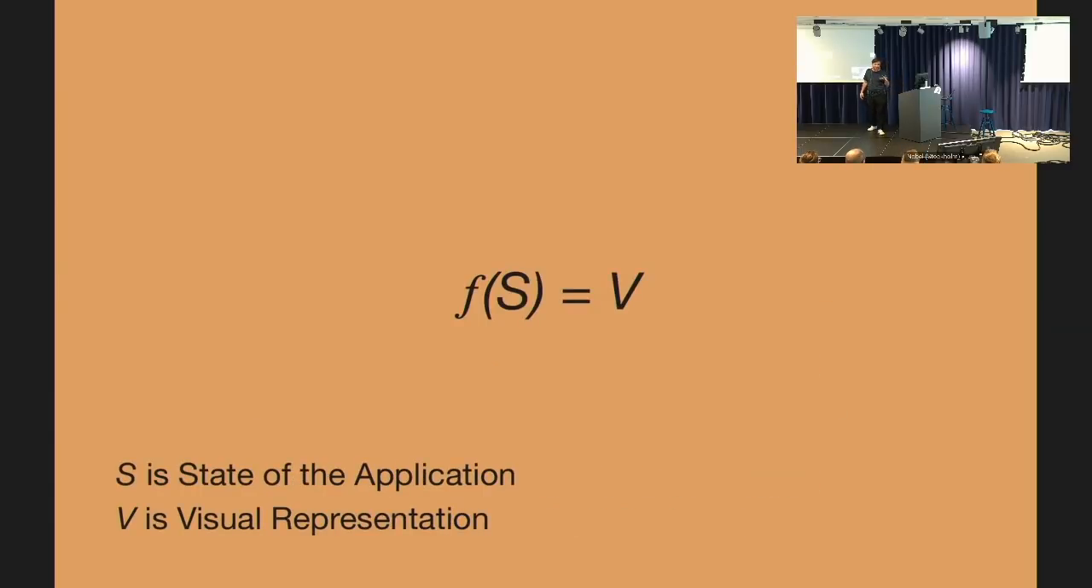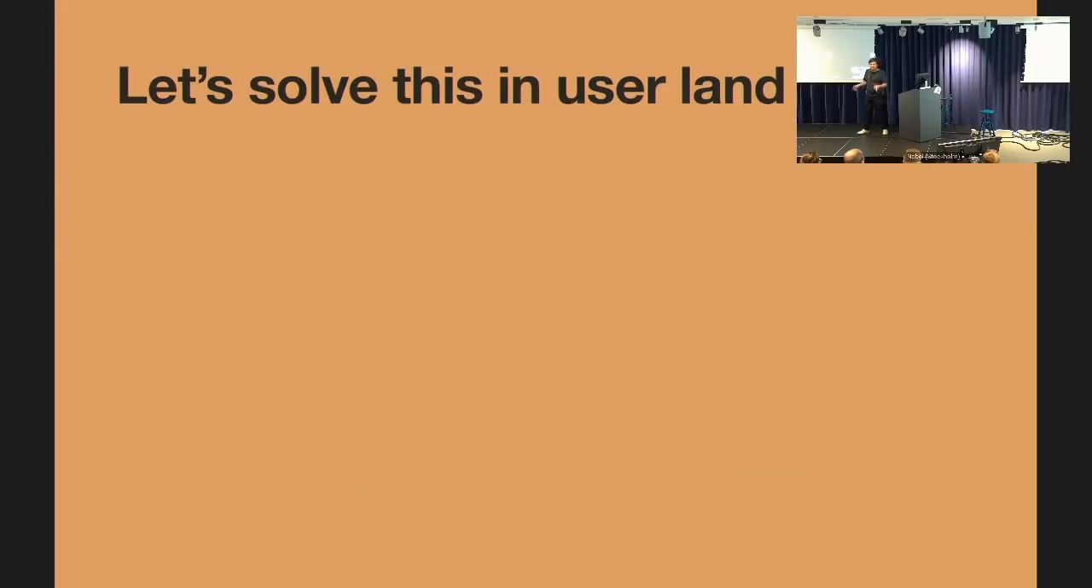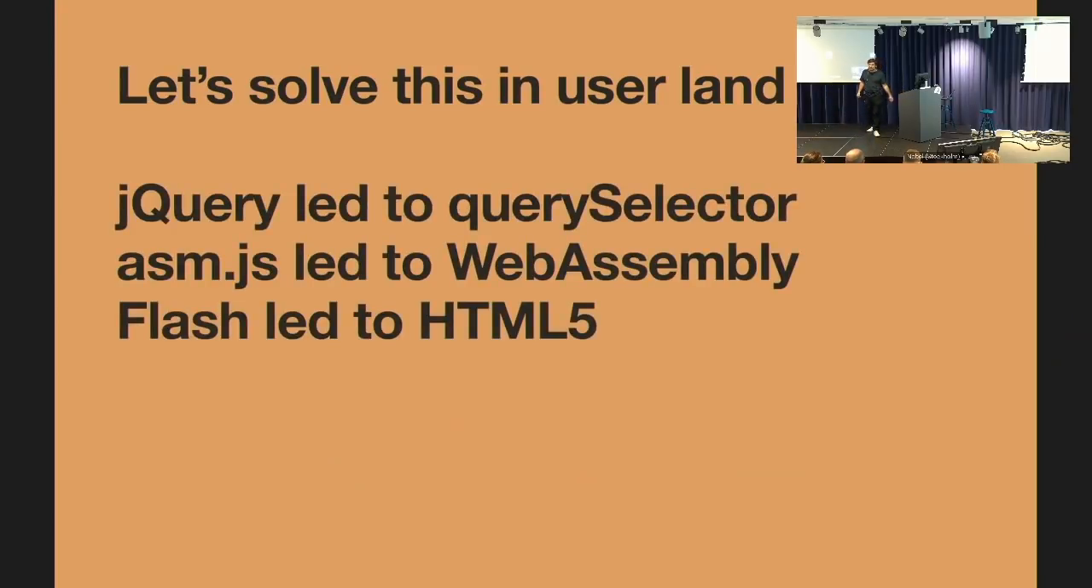So this is what I would like to end up with. The visual representation is a pure function of your application state. So while we wait for a solution from the standard community, let's solve this in userland. There is precedent for this. Before we had querySelector, we had jQuery, exploring the patterns that would eventually get into the APIs of the browser.